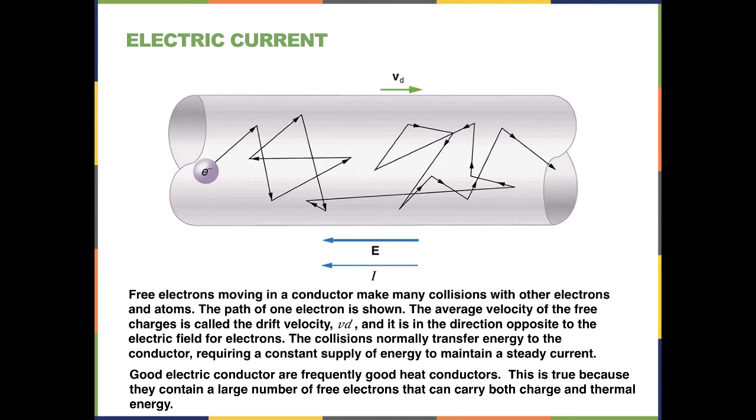A good electrical conductor is commonly also a good heat conductor. This is because there are a lot of free electrons, as I said before, and those free electrons allow motion both of electrons into and out of the conductor. This also allows the heat, the increased energy and the increased motion that occurs with heat, to move through the material very quickly.